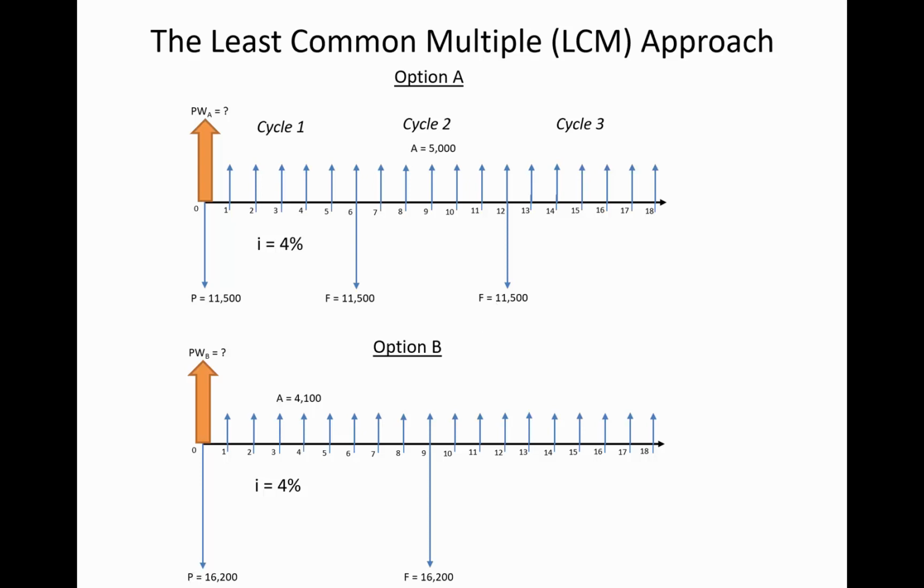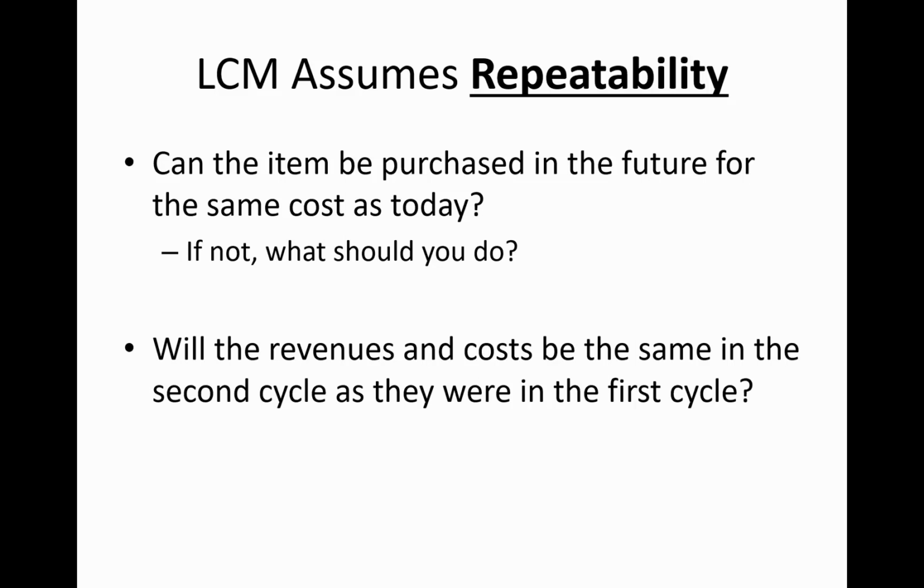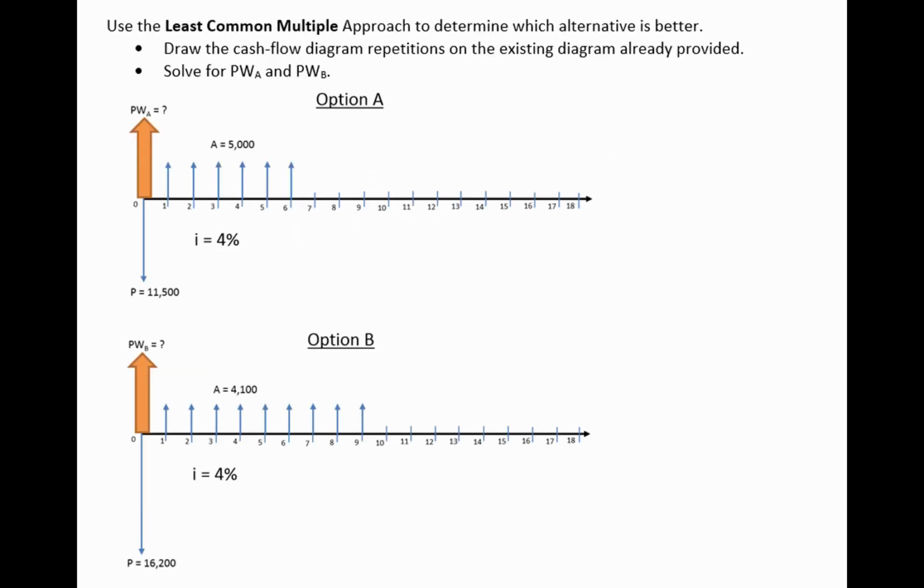So when you're applying this approach in the real world, sometimes you may need to use inflation to give you an idea of how much the item will actually cost in the future. So unless specific information is given, you can just apply and assume the repeatability, but I want to let you know that that is a built-in assumption, that these things can be purchased and used again. And if not, then you need to make manual adjustments. And the main question is, will the revenue and the costs be the same in the first cycle and in the second cycle? Sometimes they will, sometimes they won't.